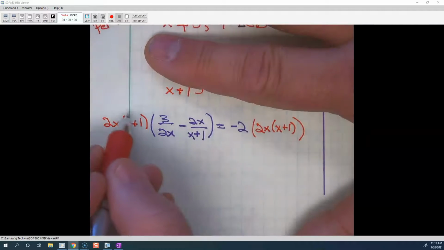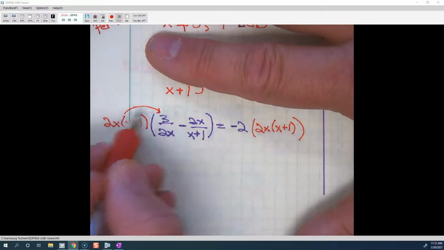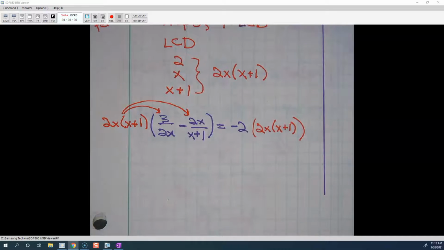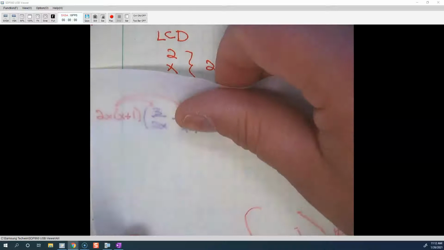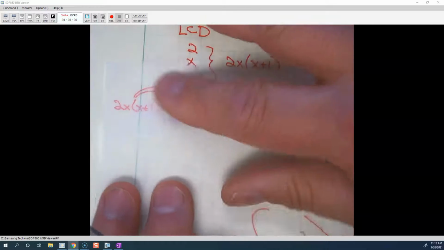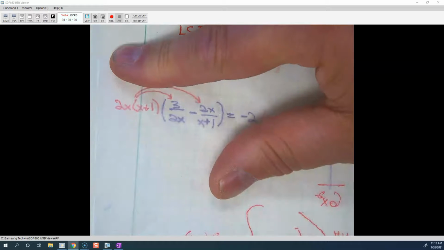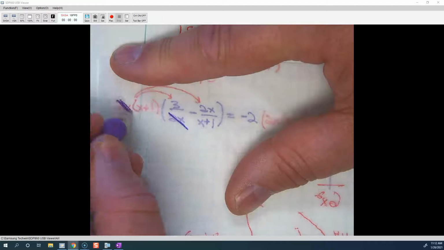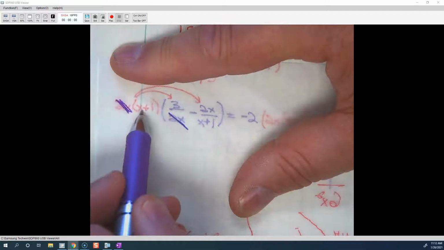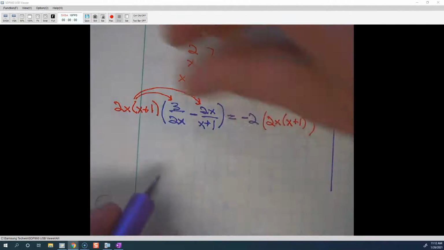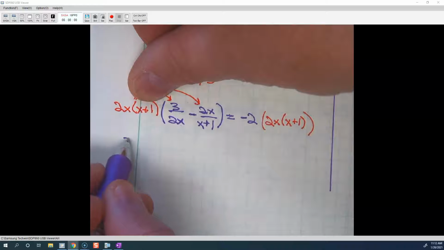So to get rid of your fractions, we're going to distribute. This first term is going to get multiplied by this, and then the second term. The way that we get rid of the denominator is, the 2x in this denominator cancels out the 2x up here, so I'm left with x plus 1 times 3. So the first multiplication is going to give me 3 times x plus 1.